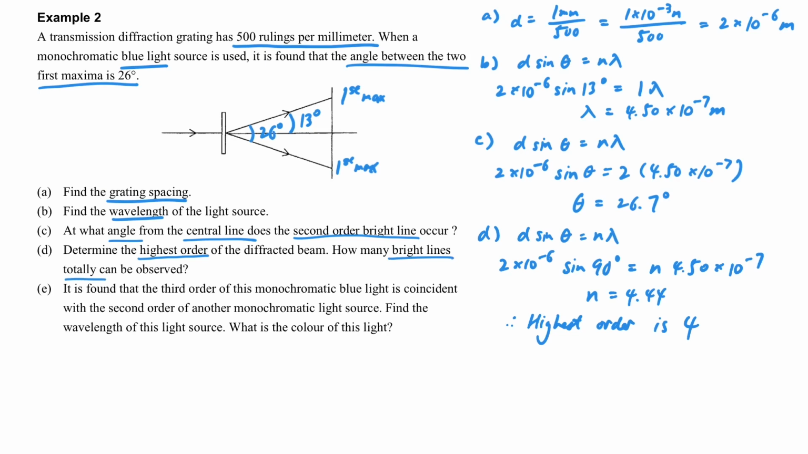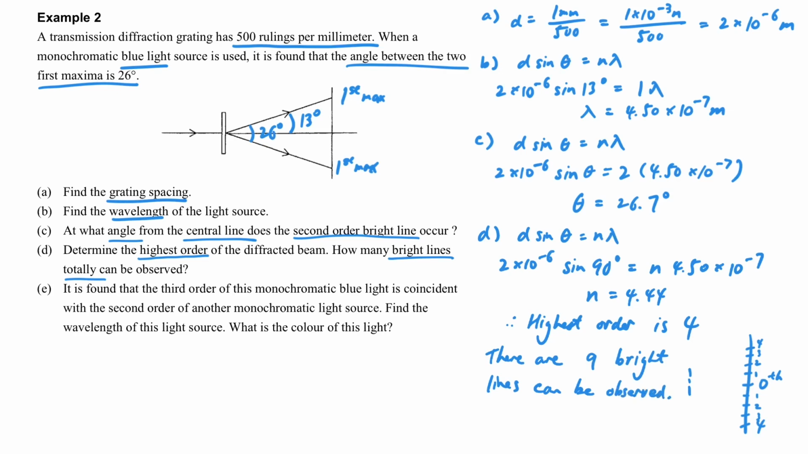But the question asks not just for the greatest order, but how many bright lines in total we can observe. Can you imagine? There is a central bright fringe, and then we have the fourth order. So there are 1, 2, 3, 4 on one side, and 1, 2, 3, 4 on the other side. In total, the number of bright lines we can observe is 4 plus 1 plus 4, so it is 9 bright lines in total. This is a very important idea about the grating.